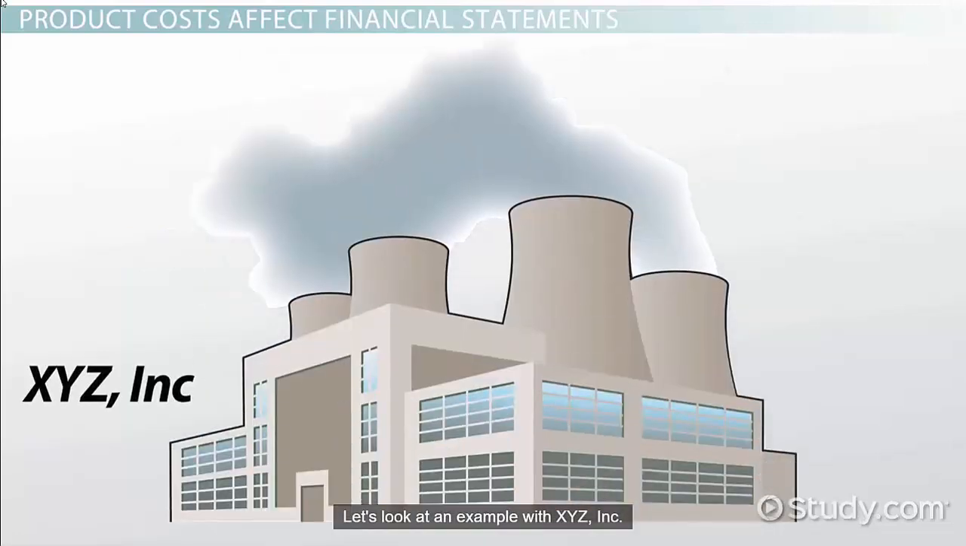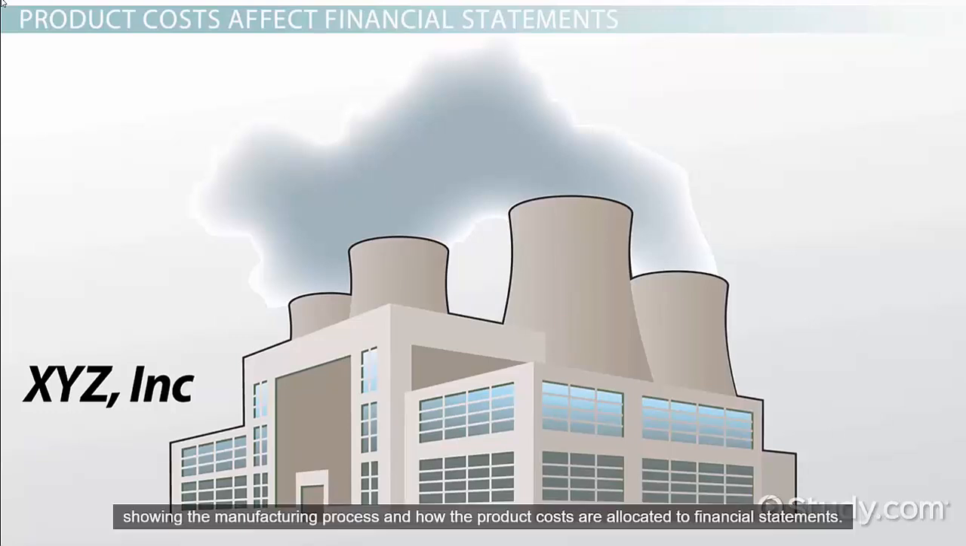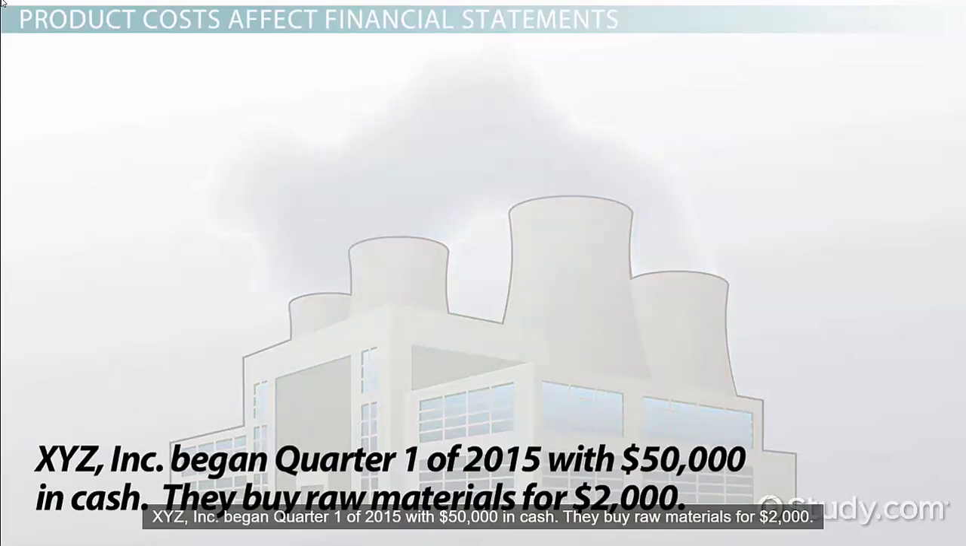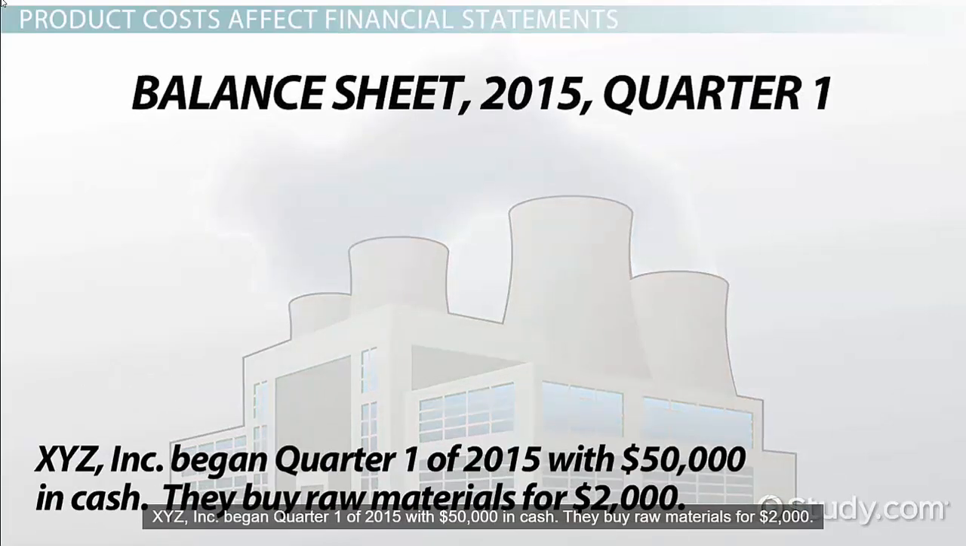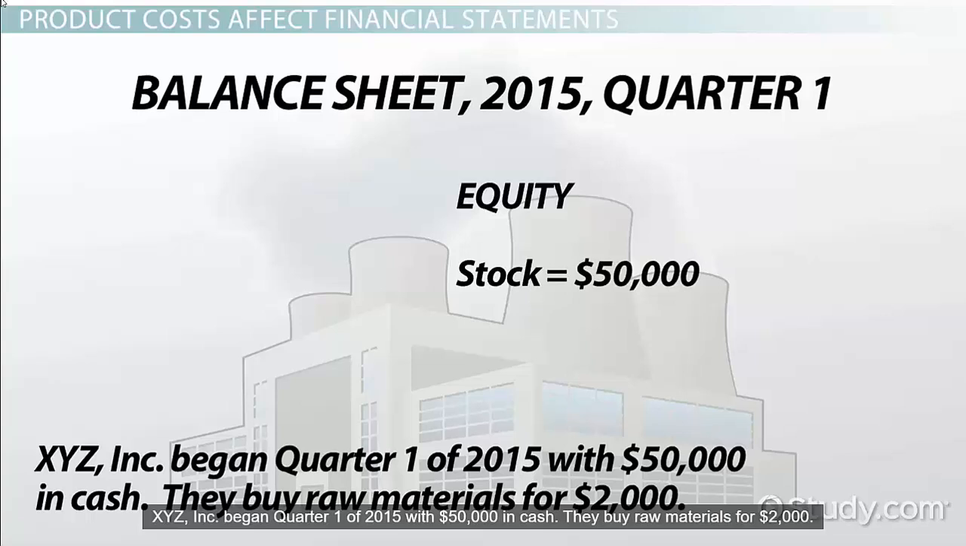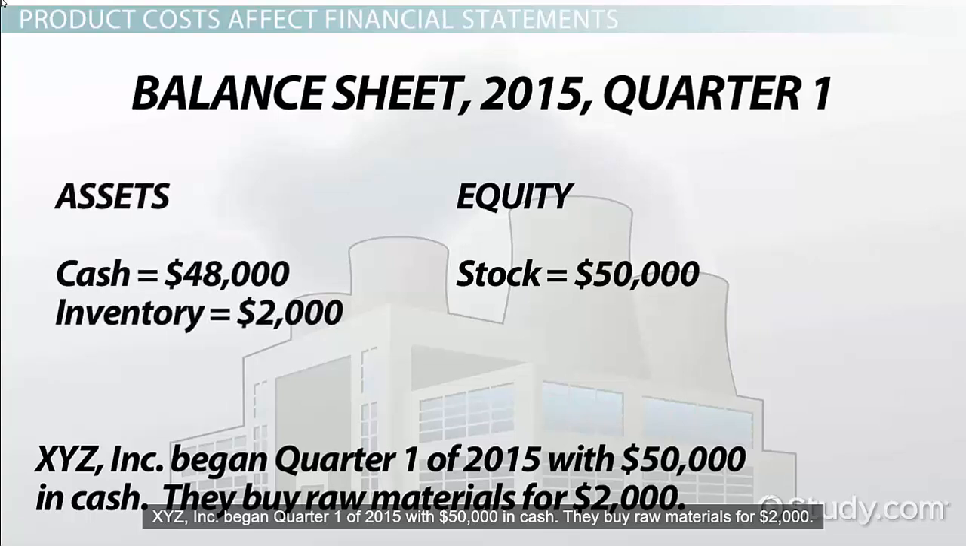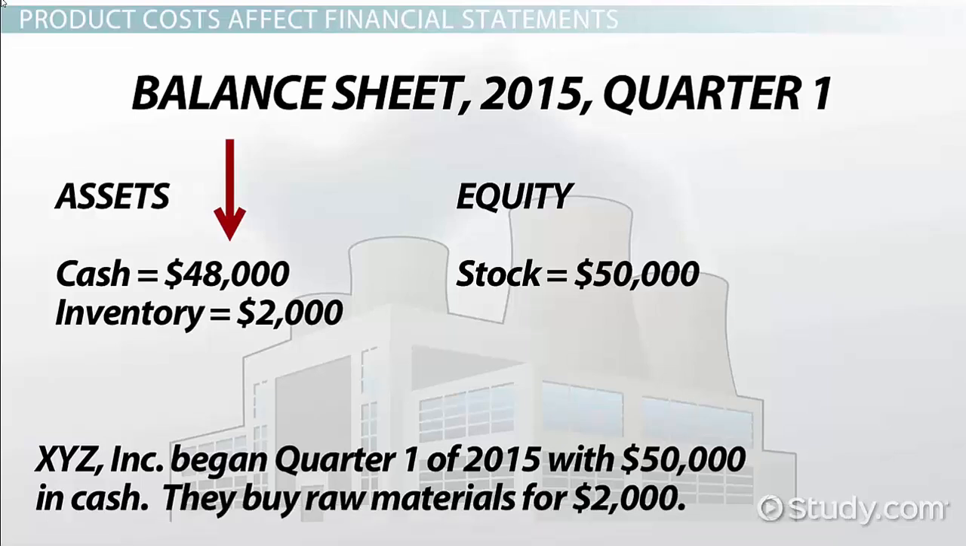Let's look at an example with XYZ Incorporated, showing the manufacturing process and how the product costs are allocated to financial statements. XYZ Incorporated began Q1 of 2015 with $50,000 in cash. They buy raw materials for $2,000. This is all of the raw materials required to manufacture a batch of telephone wire. On the balance sheet, we add $2,000 to inventory and subtract $2,000 from cash for the purchase.